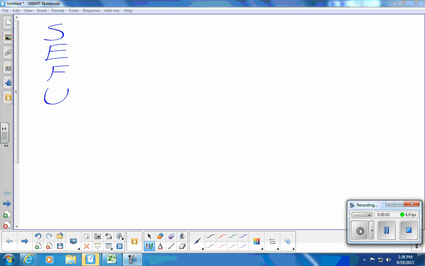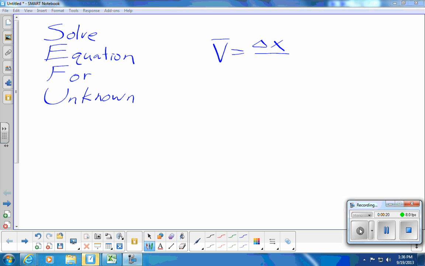Okay, so we're talking about SEFU. First of all, it stands for solve the equation for the unknown. What it means is if you have an equation such as average velocity is displacement over time, if you're solving for average velocity, if that's what the question is asking for, you're fine. You can use the equation as it's written.